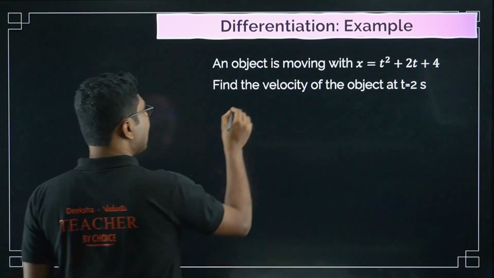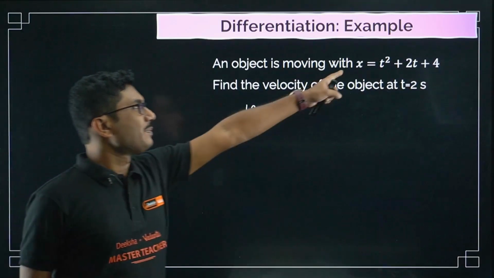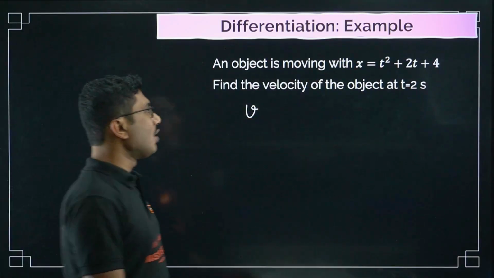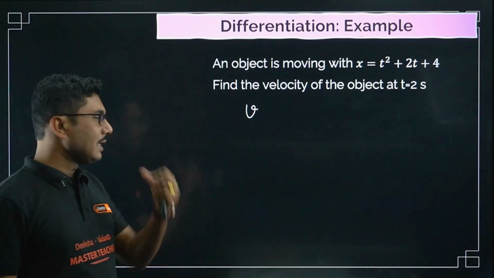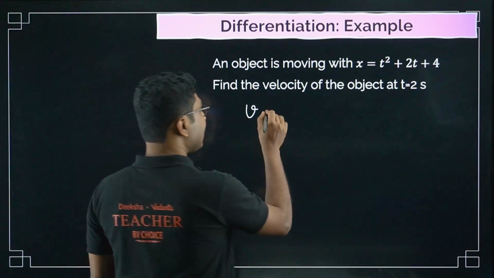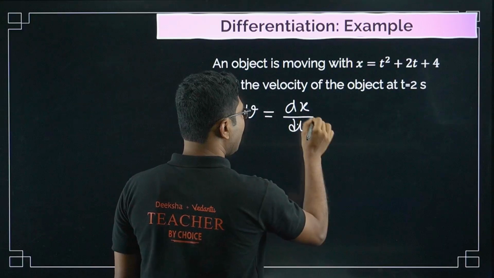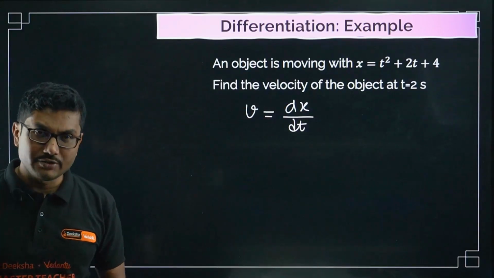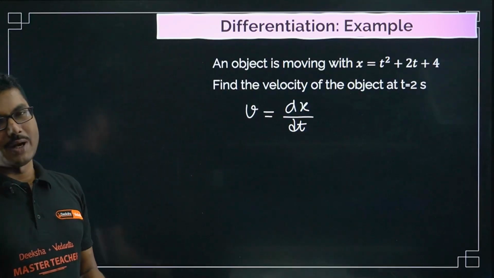Velocity is how fast displacement is changing. Displacement is given by x, right? So how fast displacement is changing with respect to time. What is the measure of how fast something is changing? The measure is basically differentiation. If you differentiate a quantity with respect to time, you get how fast the quantity is changing with respect to time. So velocity is basically dx by dt.